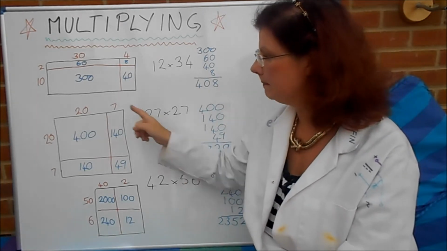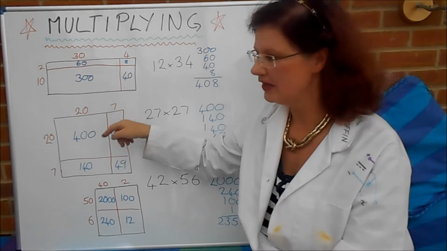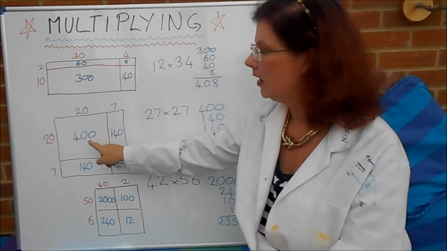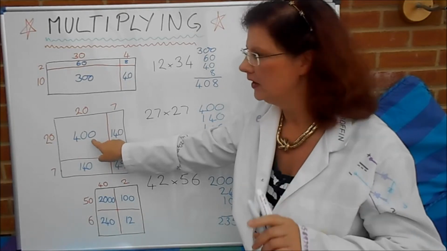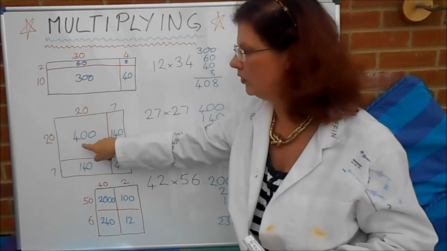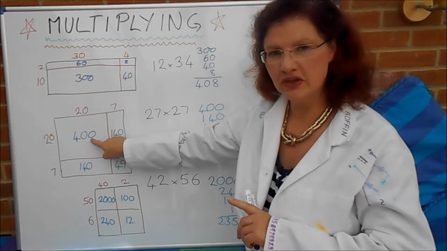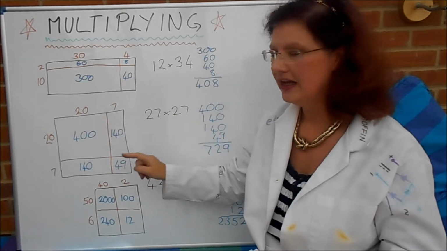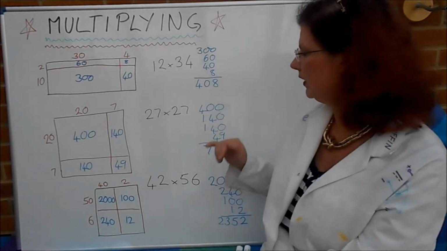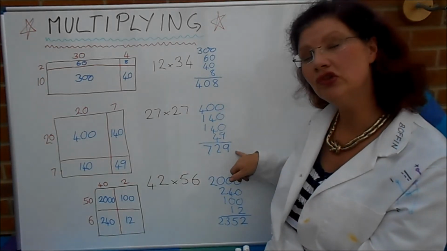For the second one, we've done a 20 and a 7, a 20 and a 7. Please note, 20 times 20 is 400, not 40, because you do the 2 times the 2, that's a 4, plus another 0, plus another 0, because it's a 20 and a 20. We've got 140 there, and a sneaky little 49 in the corner. When you add those up, I get 729.